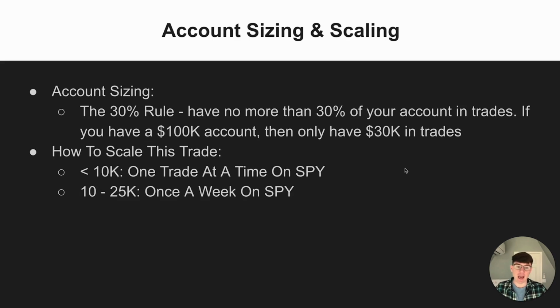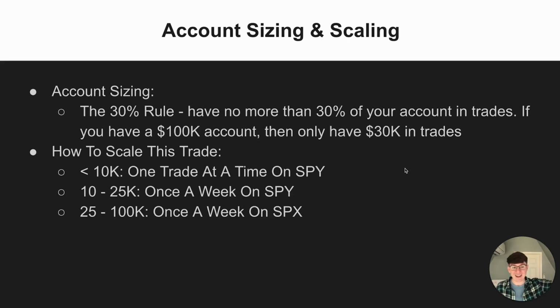If we have a $10,000 to $25,000 account, we can do once a week on SPY, so a once a week basis, but doing it on SPY, which is a smaller asset. If we have $25,000 to $100,000, we can do this trade once a week on SPX, a larger asset. Again, if you're doing it on futures, this would correlate to that as well. It'd be on ES, and so you can do it on a larger asset.